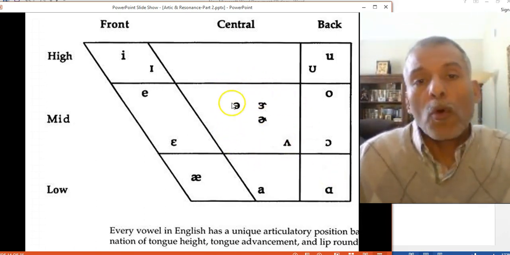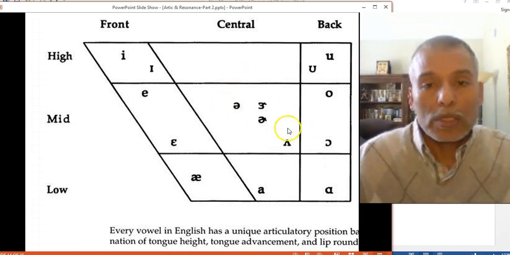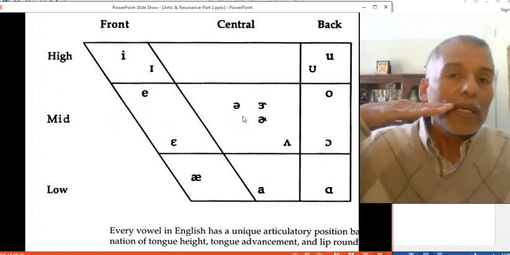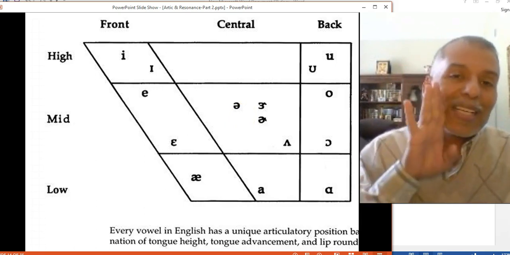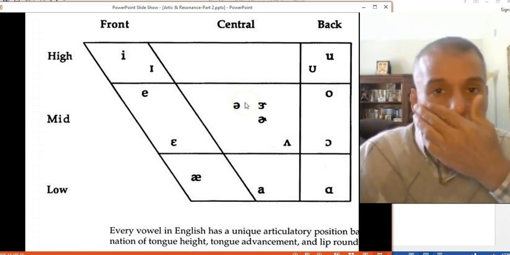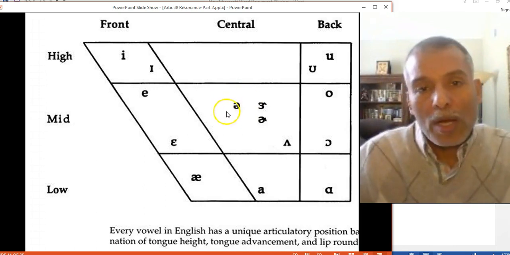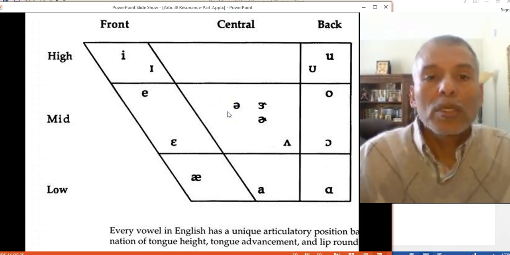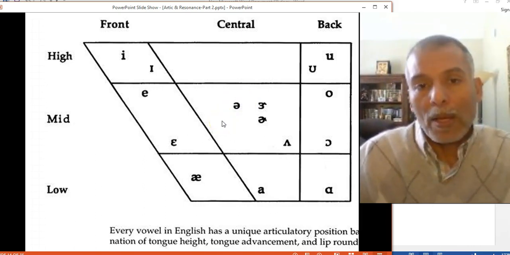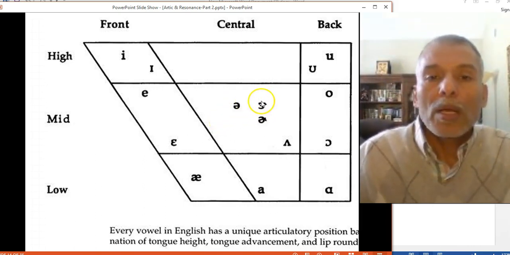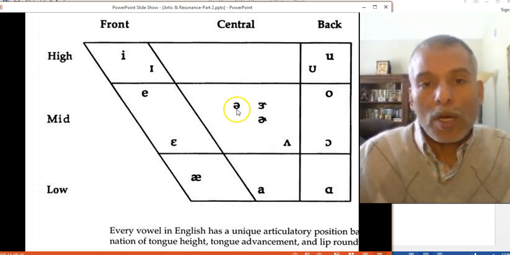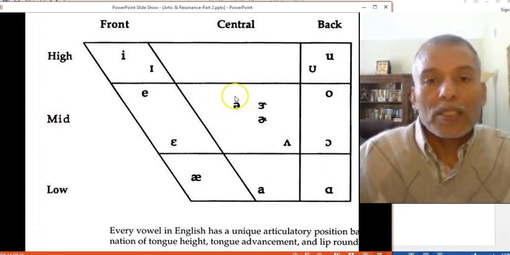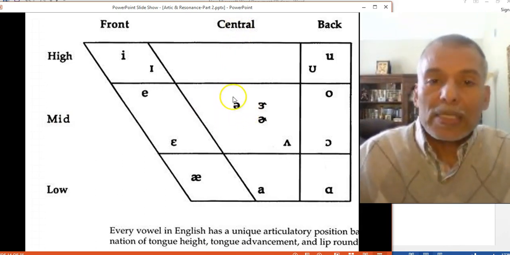Now we have the four central sounds. So mid, the tongue is in the middle, in terms of height, and in terms of advancement, the tongue is in the center of the mouth. So now, this sound is the schwa, as in about, alone, above, astounded.